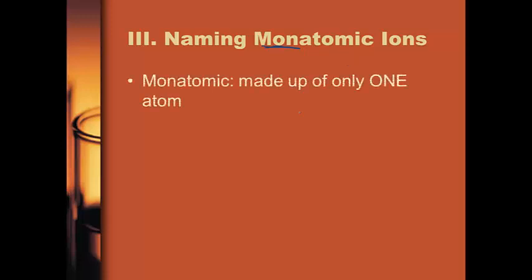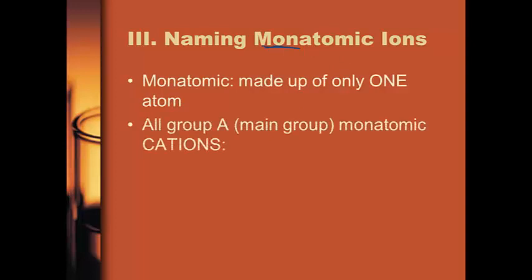Now, naming monatomic ions. Mono just means one. So, these are ions that are only made up of one atom. In other words, not the polyatomic ones. So, all the group A, basically remember this is group 1 through 8. All the monatomic cations, though, were basically only groups 1 through 3.